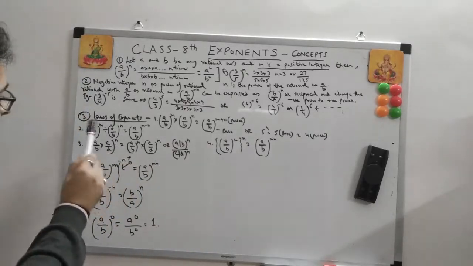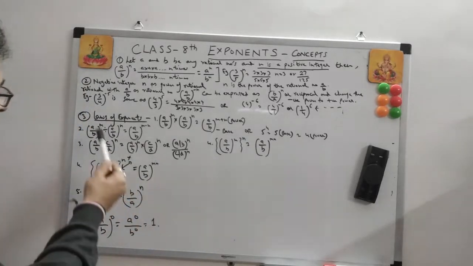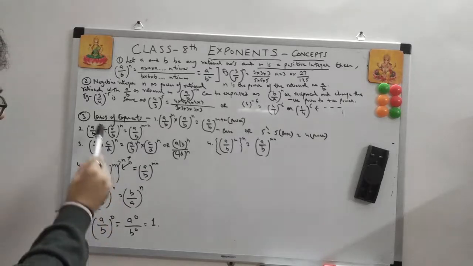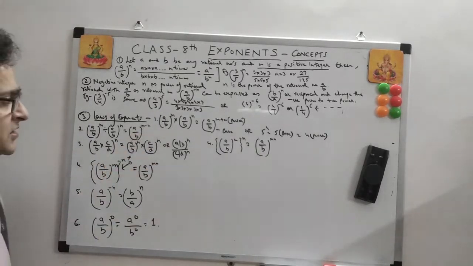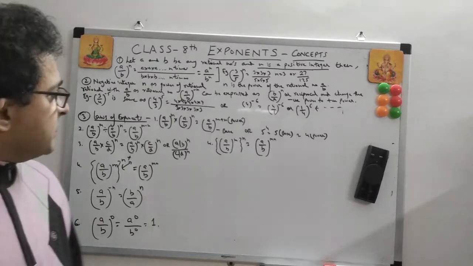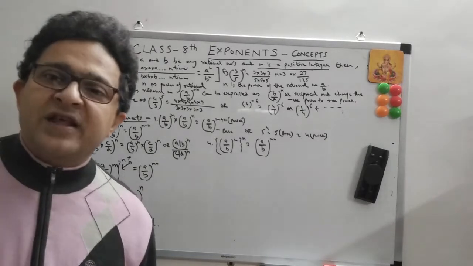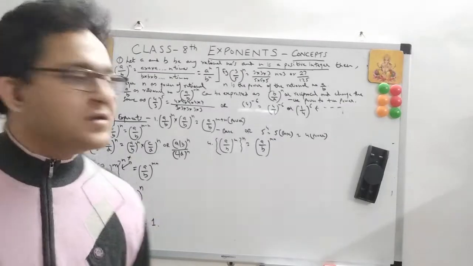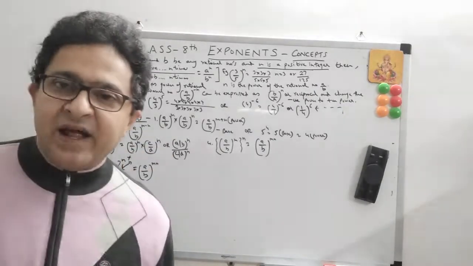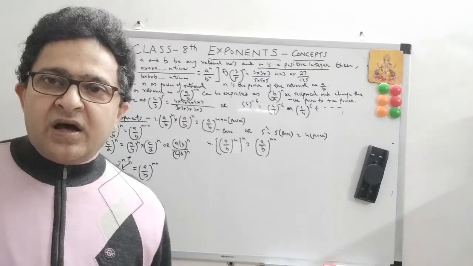Second law, (a/b)^m divided by (a/b)^n. When there is a division, the power will be m minus n. So (a/b)^m into (a/b)^n is equal to (a/b)^(m+n). When there is a multiplication, the powers are added, m plus n.